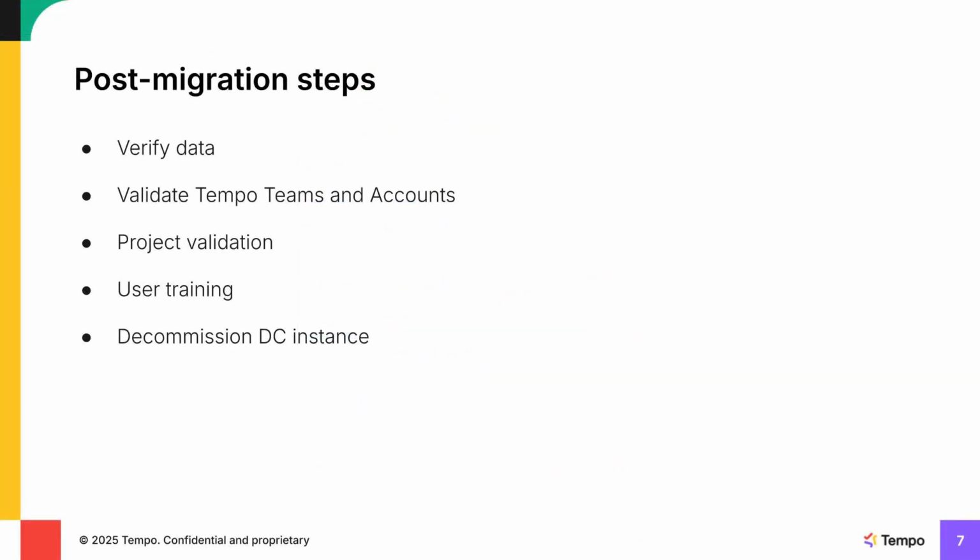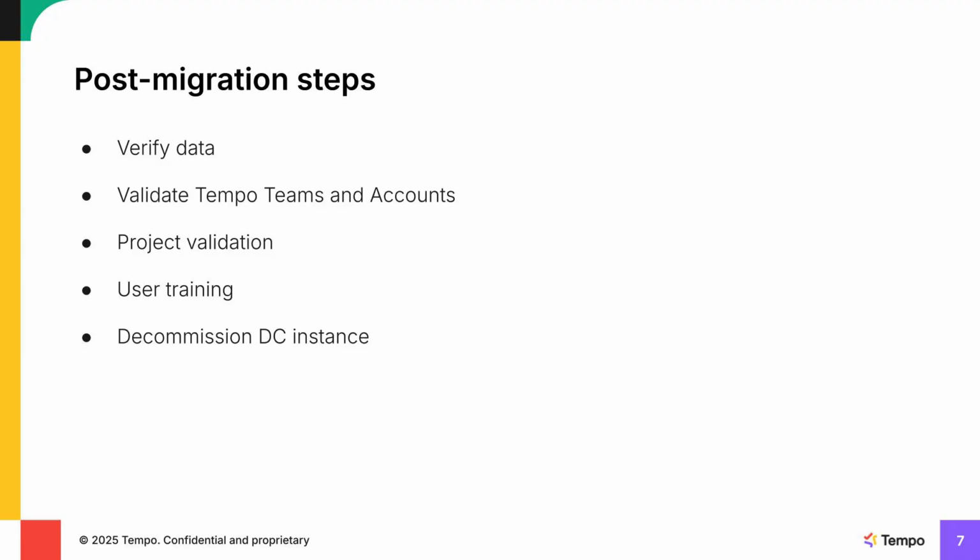After the migration is complete, don't forget these essential post-migration steps. Thoroughly check that your Tempo data, such as timesheets, plans, reports, accounts, etc., has been migrated correctly to your Tempo cloud site. Go to the pages for Tempo teams and Tempo accounts. Confirm that all your teams and accounts have been migrated and that the data within them is accurate. Carefully validate your Jira projects, especially those using security schemes. Projects with security schemes may be missing data due to permission differences. If you encounter this, please contact Tempo support for assistance.